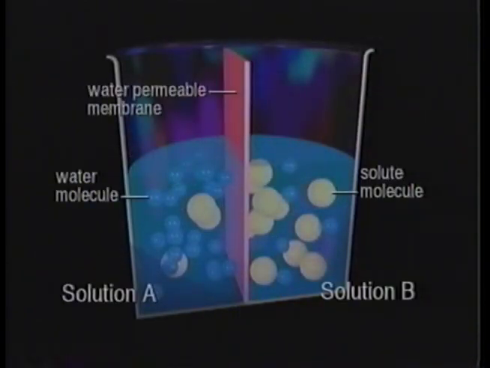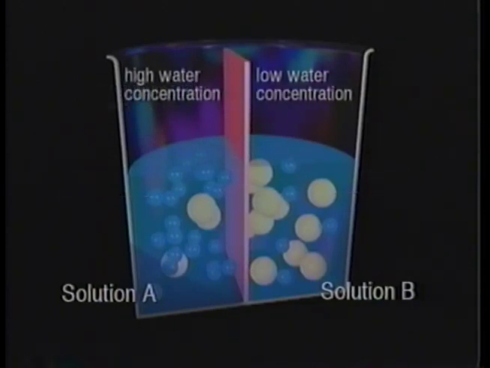In this container, two solutions are separated by a membrane permeable only to water. The concentration of the large yellow solute molecules is higher in solution B than it is in solution A because there are fewer solute molecules in solution A. The inverse is true of the water. The concentration of water molecules, represented by small blue spheres, is higher in A than in B.